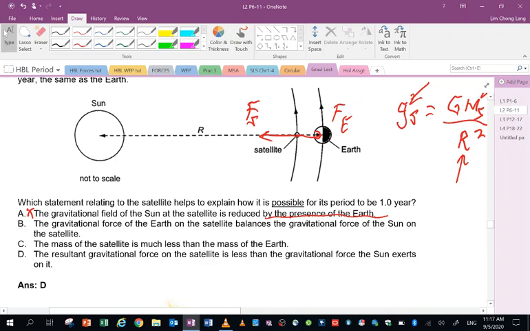B, the gravitational force of the Earth on the satellite balances the gravitational force of the Sun on the satellite. This is wrong because Fs is not equal to Fe.